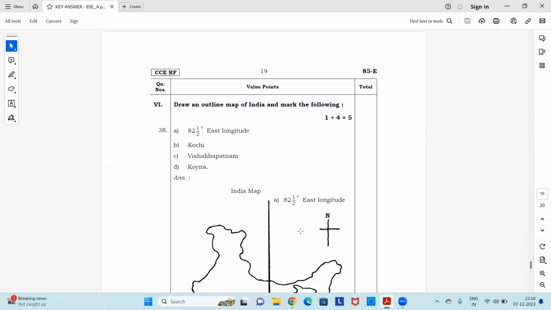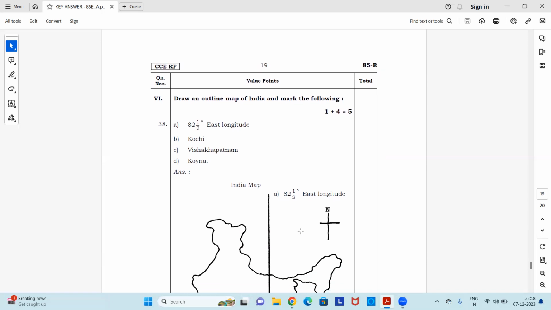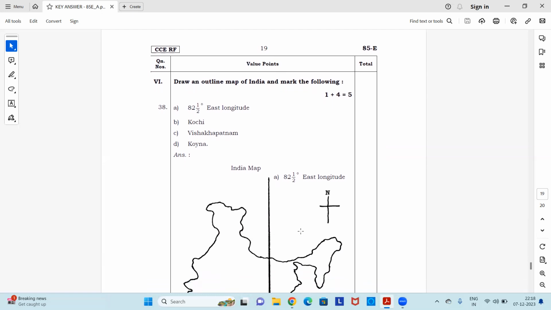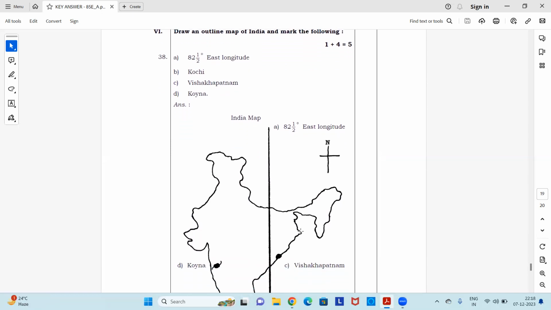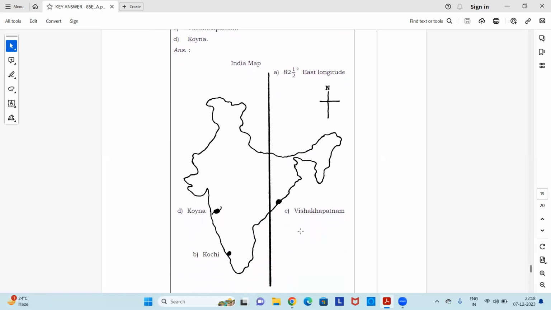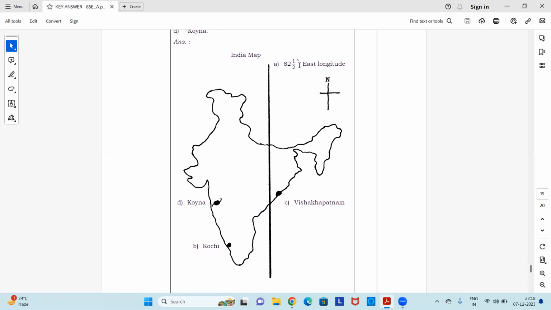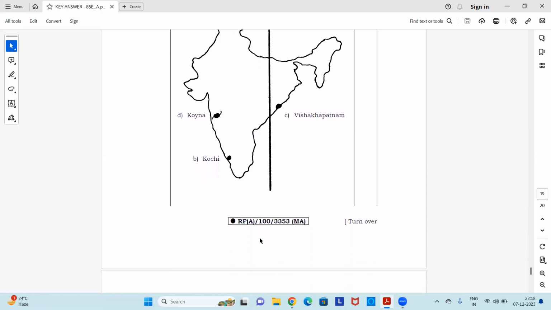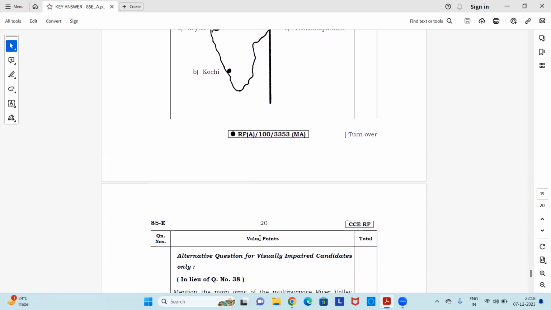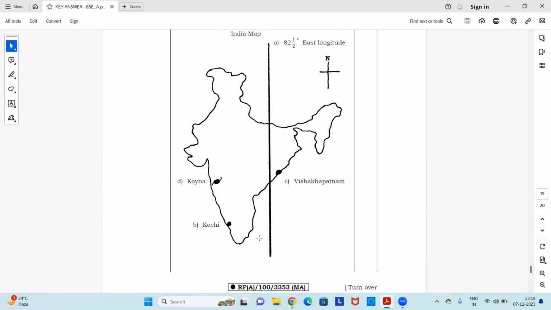Now we come to the last main question of the paper: draw an outline map of India and mark the following. You have 4 places to mark and 1 mark for your outline map drawing, which gives you 5 marks. You have to mark 82.5 degree east longitude, Kochi, Visakhapatnam, and Koyna. You have to mark the scale and the direction, and then the places given over here, A, B, C, and D. So this is how you finish your paper at the end. This is your last question.